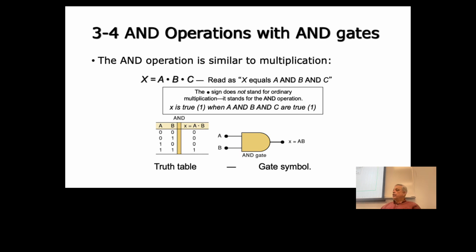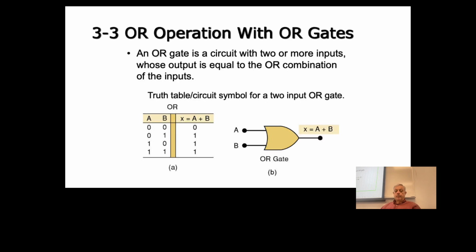Then we went on from OR gates to AND gates. OR is the equivalent of addition. 0 plus 0 is 0. 0 plus 1 is 1. 1 plus 0 is 1. 1 plus 1 is 1. That's where we messed up the addition process, but it follows from the logic here.